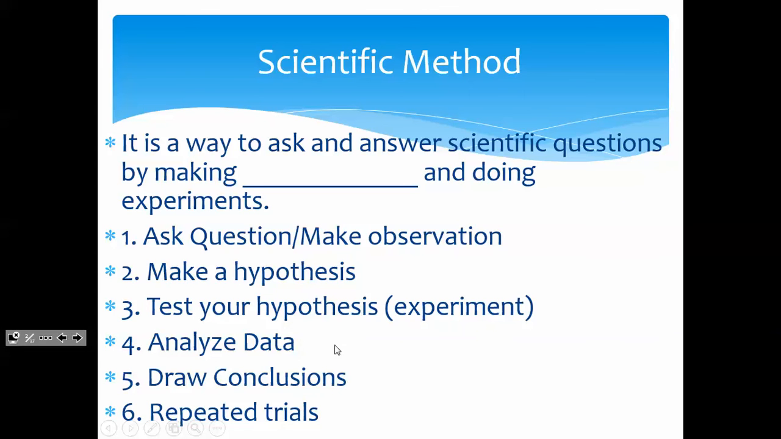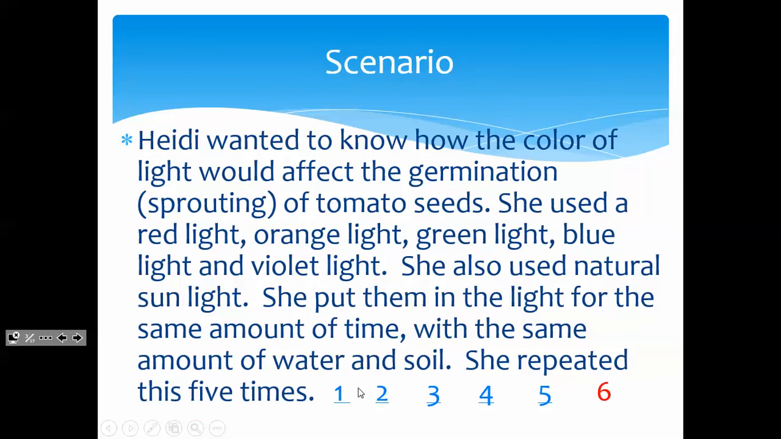So really, it's kind of repetitive, and you could argue that repeated trials would actually come up after analyzed data, that you would continue to repeat the trials before you draw conclusions. But also, once you draw conclusions, other scientists should repeat your work as well to see if they come up with the same conclusions. And that really embodies the whole scientific method.